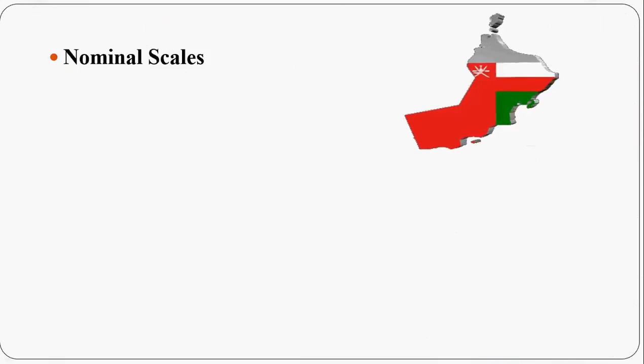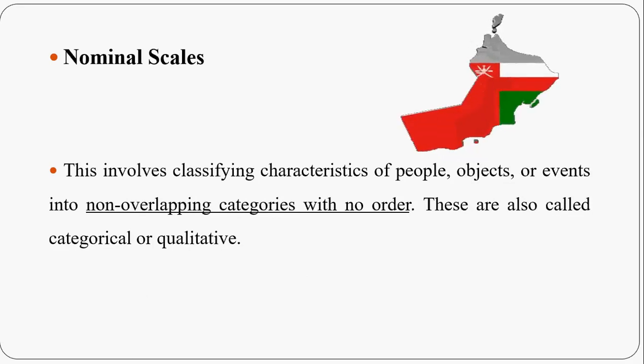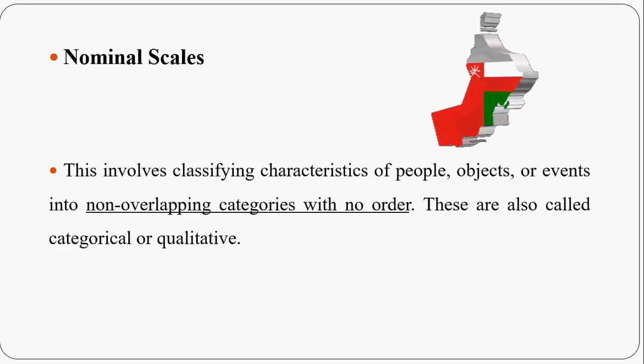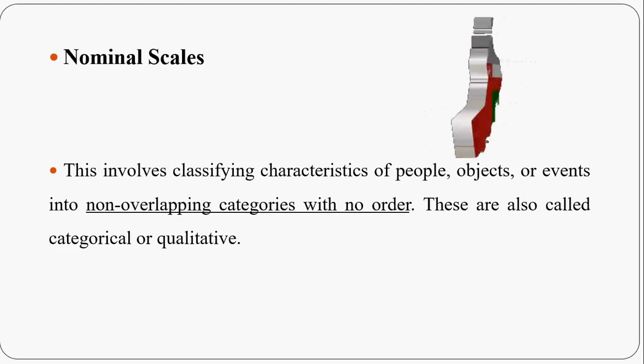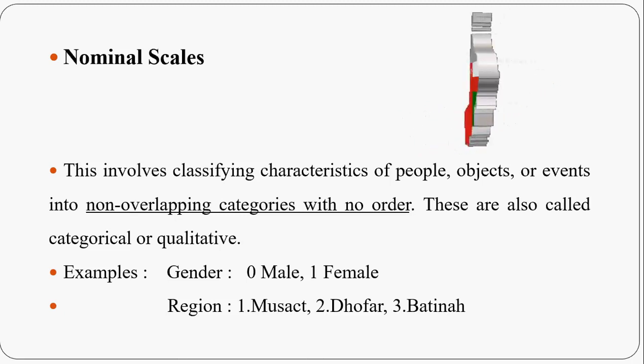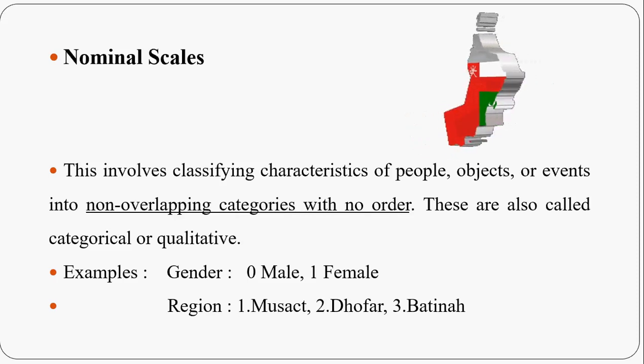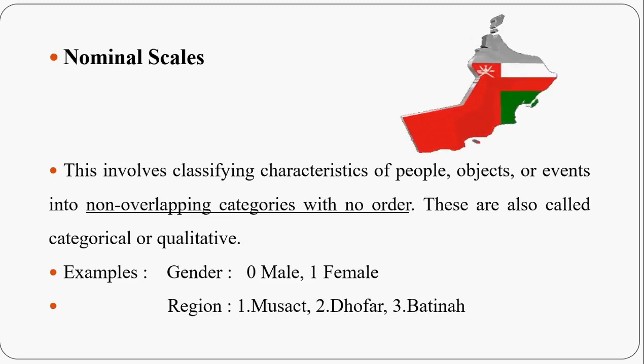Now let us understand what is nominal scale. Let us take the example of Oman. This involves classifying characteristics of people, objects, or events into non-overlapping categories with no order. These are also called categorical or qualitative. For example, gender, male or female, whatever may be the number, I will assign maybe 0 for male or 1 for female, or region, I will categorize number 1 for Muscat, number 2 for Dhofar, number 3 for Al Batinah, etc. So I am the one who is choosing the number, with no order. So this is what we can understand with regards to nominal scale as an example.